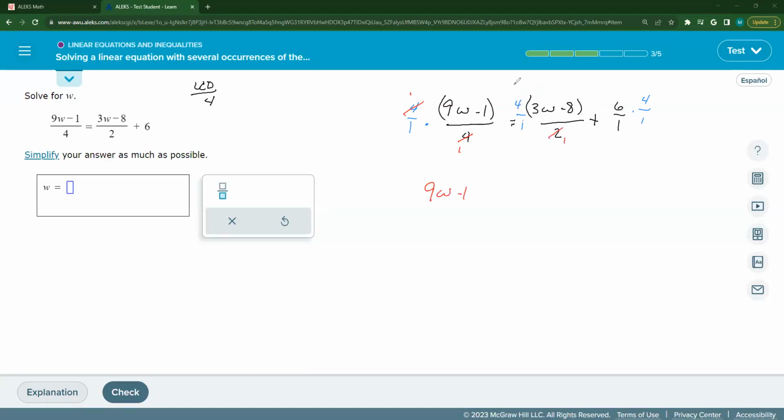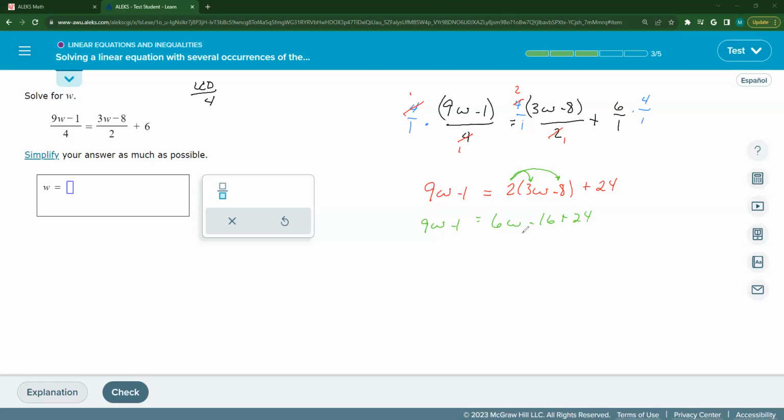2 goes into 2 once, 2 goes into 4 twice. So this equals 2 times 3w minus 8. And then these fractions, they're both over 1, so I'm just going to multiply across. So plus 24. Simplifying what I have, I'm going to distribute this. Let me rewrite this first, 9w minus 1 equals 6w, 2 times 3 is 6. 2 times negative 8 is minus 16 plus 24.